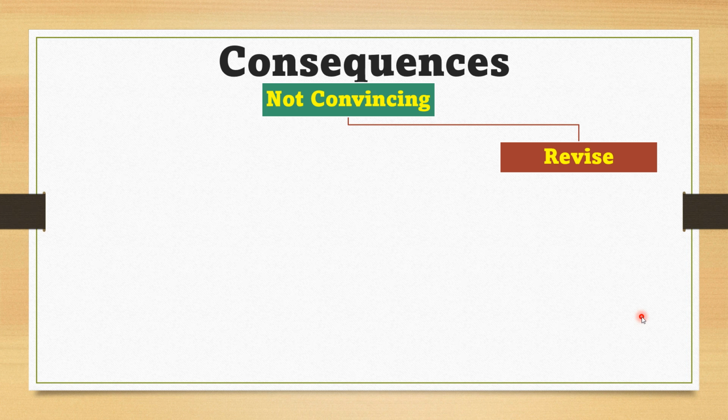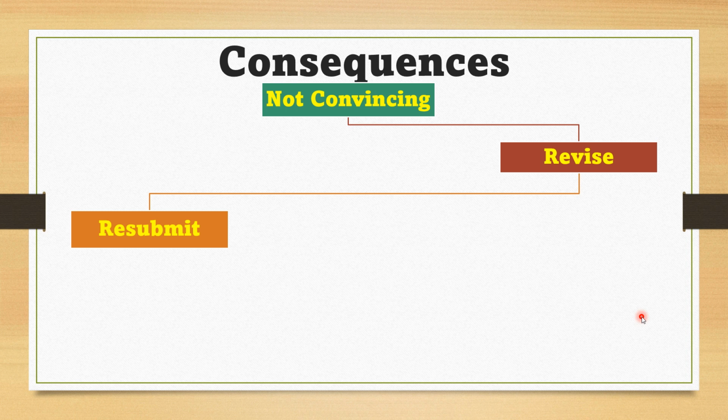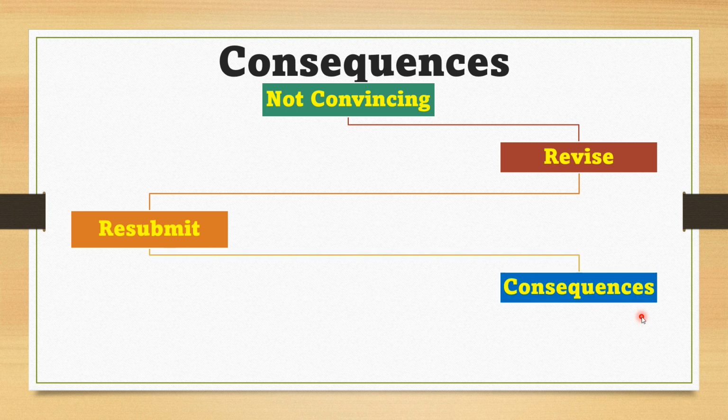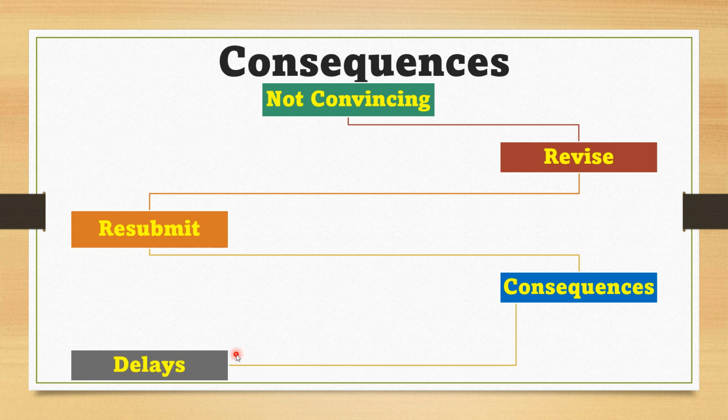When you have revised your data, then you will have to resubmit to the committee. Then there will be consequences for revising and resubmitting your research proposal. What are the best possible consequences? Those consequences are delays. If you are a graduating student and you are writing a research proposal as a compulsory part of your degree program, then it will cause a delay in your degree.